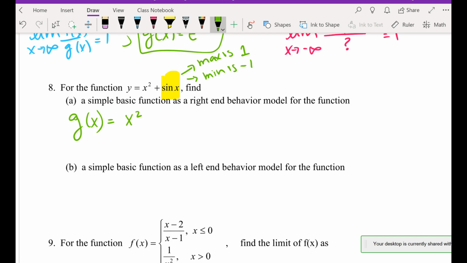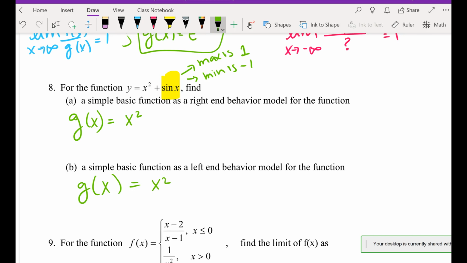How about left? What would you think? What is it? It's still x squared, right? Because sine of x, the high is just 1 and low is -1. It's not as significant as -1,000 quantity squared. So this one, they both happen to be exactly the same. As you can see, 7 and 8, are they always the same? No, it depends on what function is given, right?